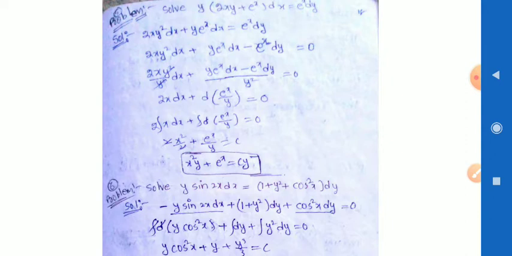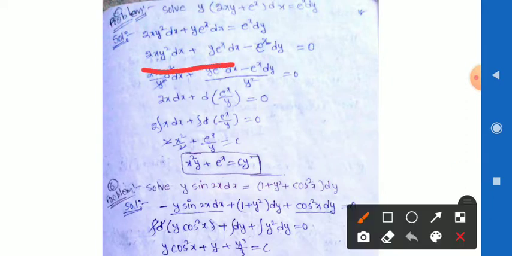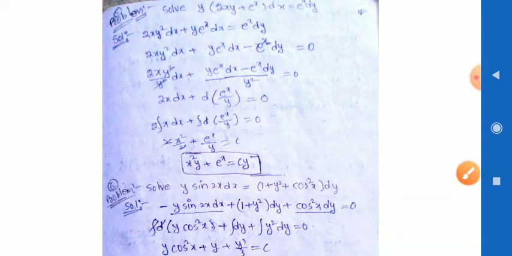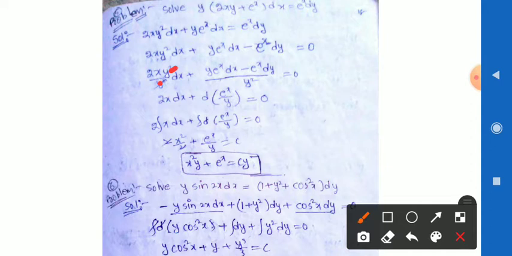Now, for the equation multiplied with y, I am dividing by y square. We get 2xy square by y square dx plus y e power x dx minus e power x dy by y square is equal to 0. By cancelling y square we get 2x dx.